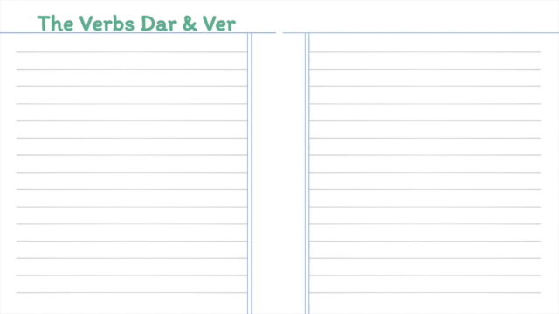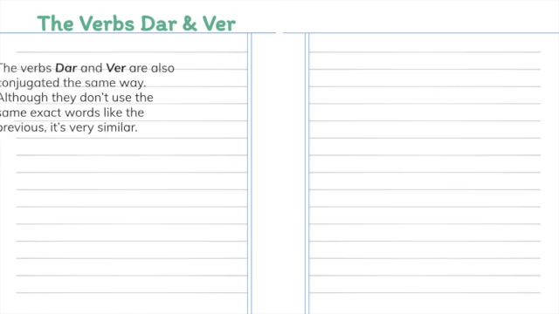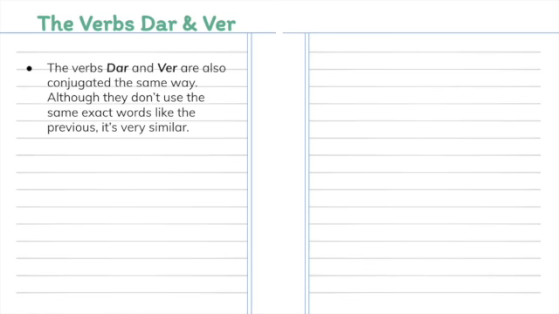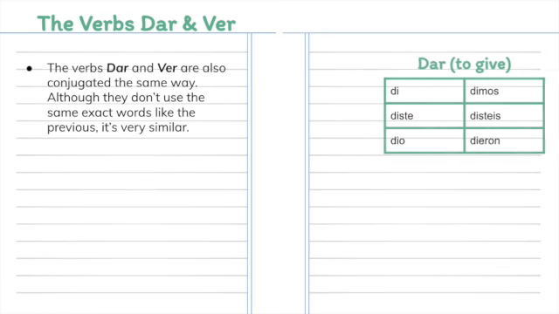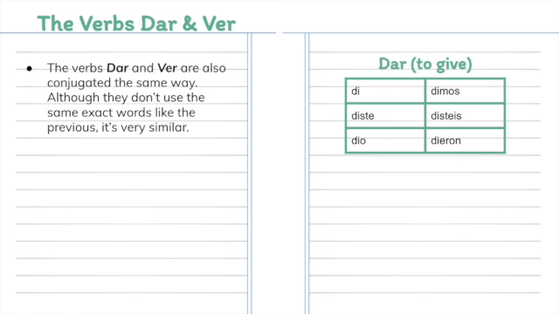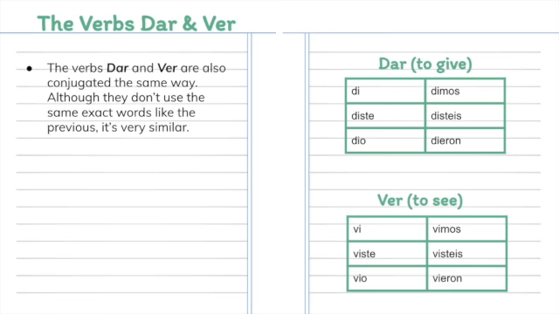The verbs dar and ver. The verbs dar and ver also conjugate the same way. Although they don't use the same exact words like ir and ser, how they're conjugated is very similar. Dar, which means to give, is di, diste, dio, dimos, disteis, and dieron. And ver, which means to see, is vi, viste, vio, vemos, visteis, and vieron. You can see how they're very similar, and it's just a change of the first letter.